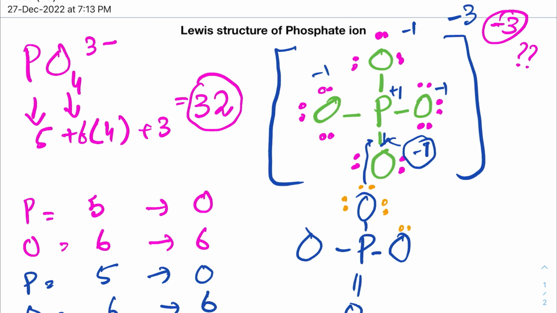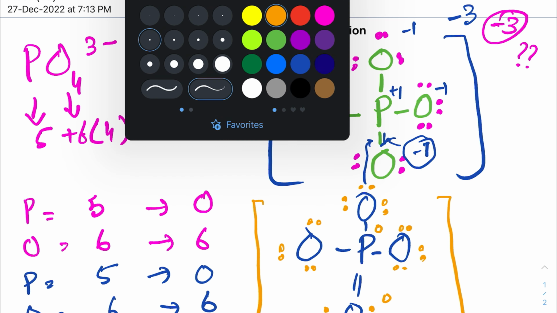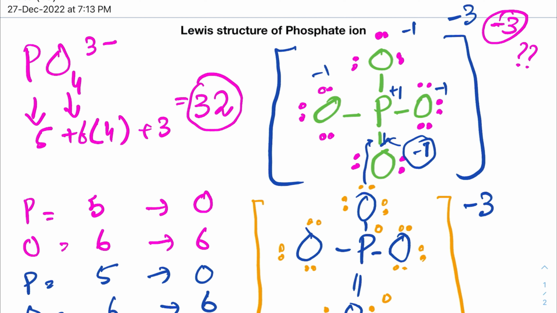Electrons, electrons, electrons. So the charge on this phosphorus after changing the oxygen's pair of electrons is 0. On this oxygen it's again 0, and the overall net charge on the whole would be -3. So that's how you write down the Lewis structure of the phosphate ion. Thank you.